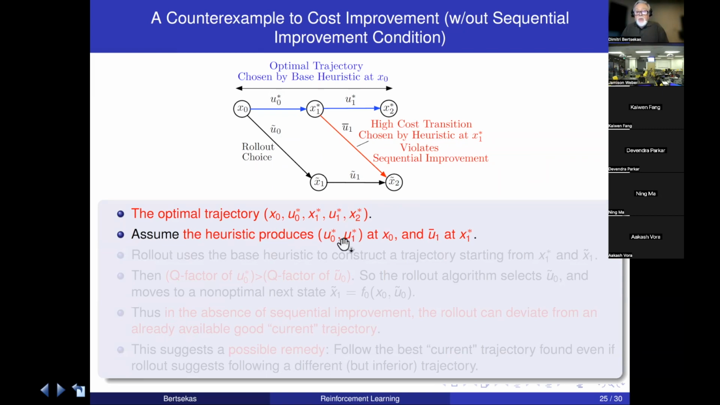We assume that the heuristic produces u0 star at x0, and it chooses this one here at x1 star. So it's not sequentially consistent, and also not sequentially improving, as we will see. It changes its mind. When it starts here, the base heuristic goes straight through to the top path. Once it reaches x1 star, it changes its mind and follows this path. If it starts here, it follows this transition.